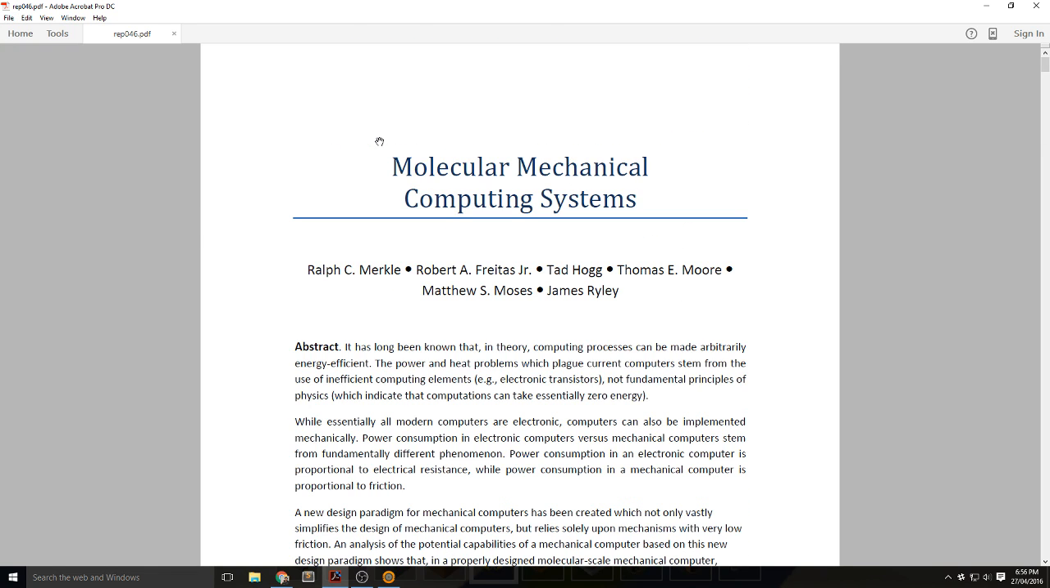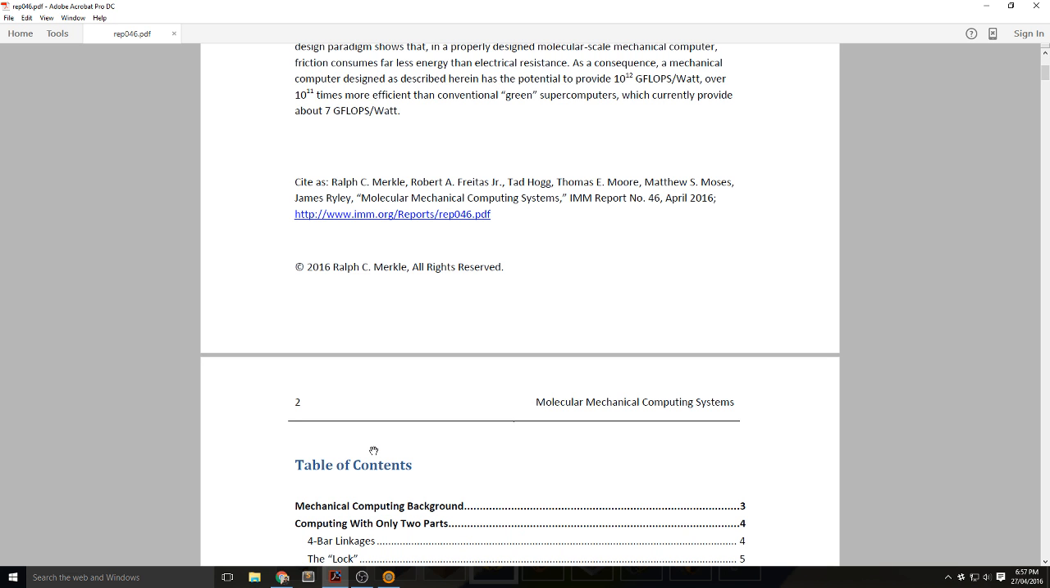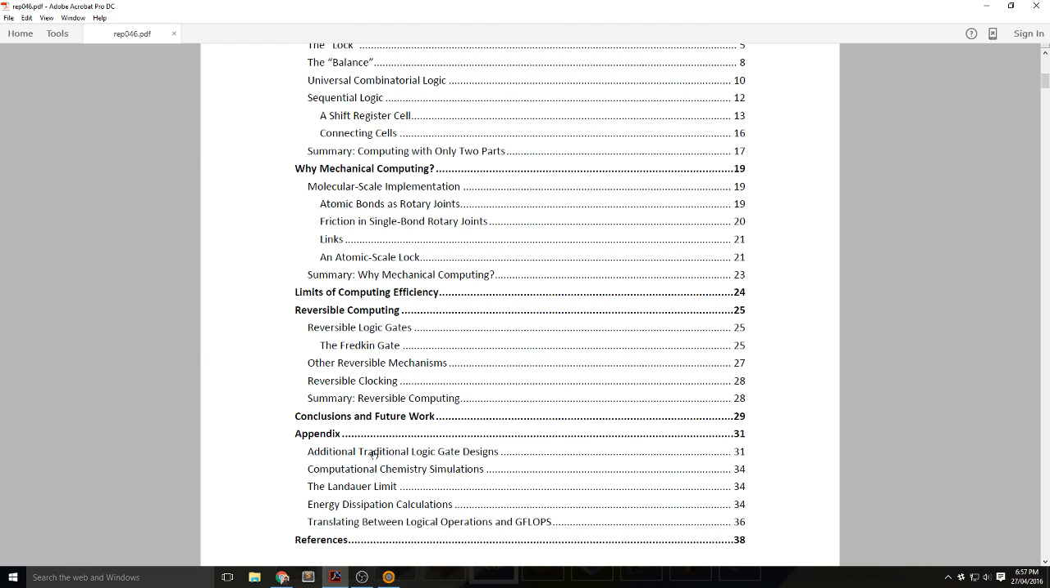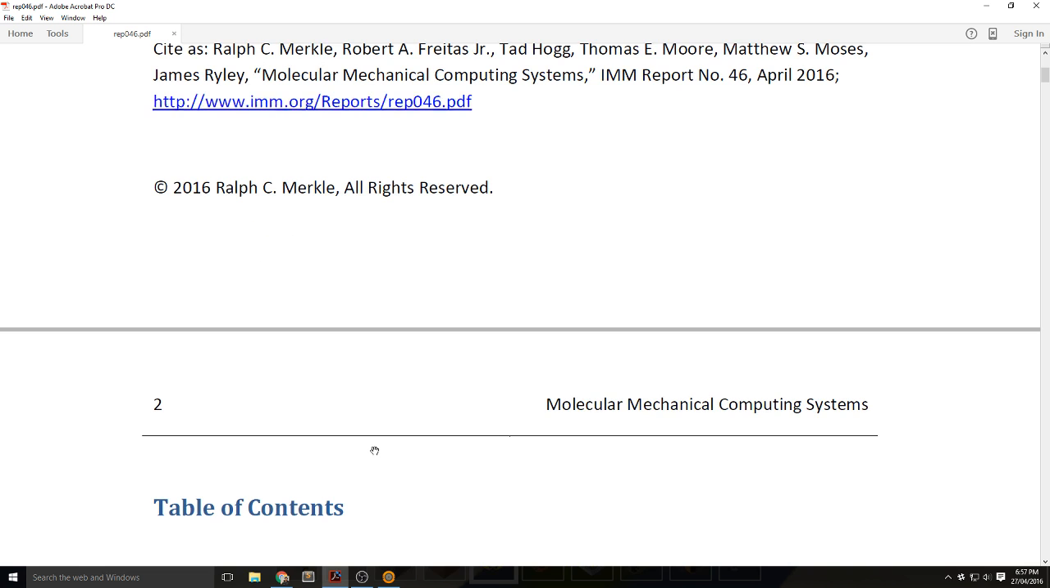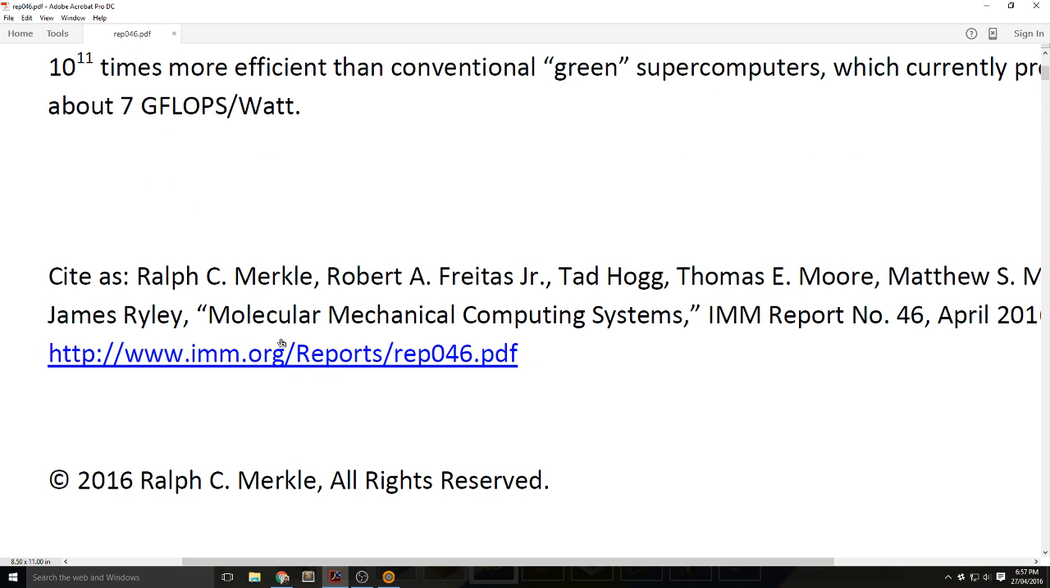So now going back here, right? This is again Molecular Mechanical Computing Systems by Merkle, Freitas, Hogg, Moore, Moses, and Riley, published 5 days ago, 2016. This is their research. What I'm doing is only replication. I think replication is an important part of science, but none of what I'm contributing is innovative. I absolutely recommend their paper. imm.org/reports will get you this paper.